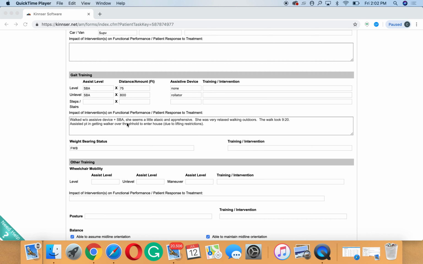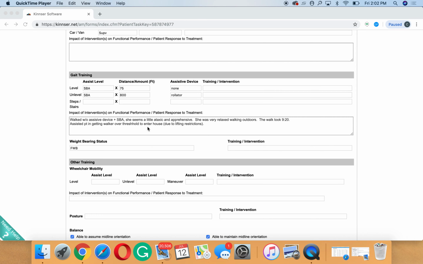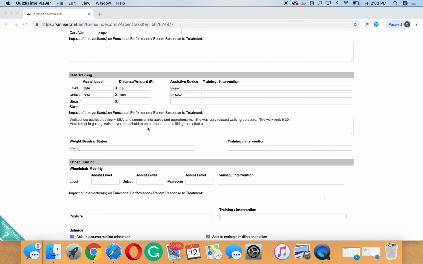And then in these boxes that say impact of intervention on functional performance, that should show a progression towards meeting the goal. So you can't just put the same thing about how the patient has a horrible gait pattern and needs X amount of assistance and drags his left foot, and then he meets the goal for normal gait pattern. So every note should tell a story. It should show a progression of how his gait pattern improved over the course of the treatment. It can't just be the same thing every time.